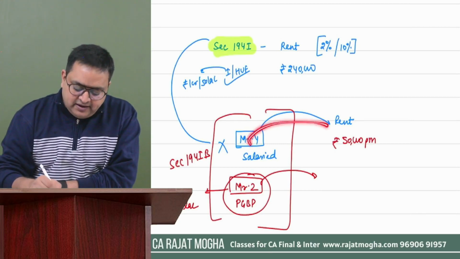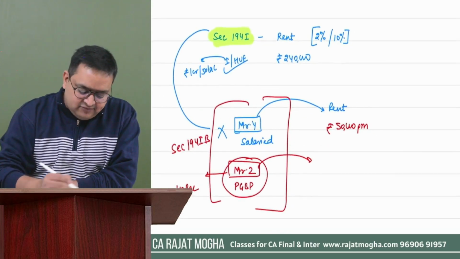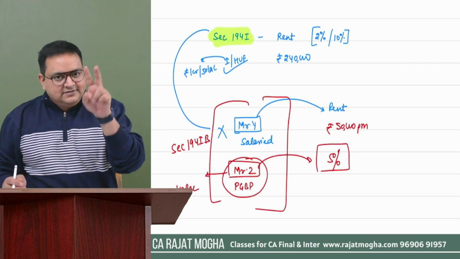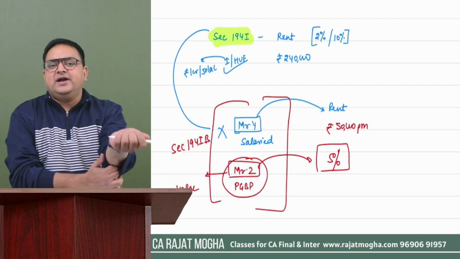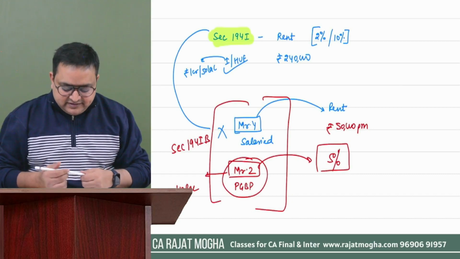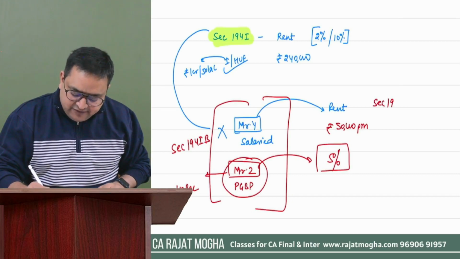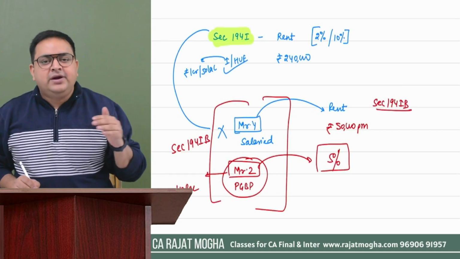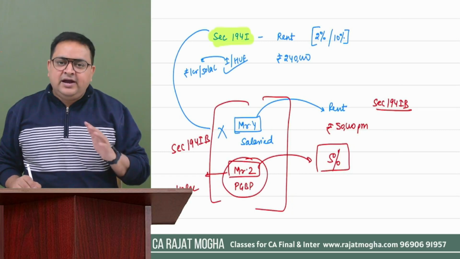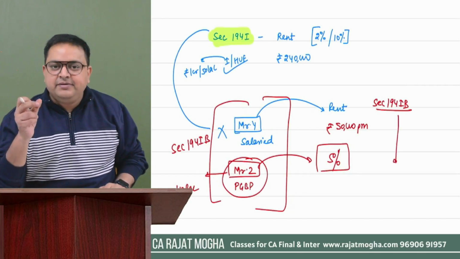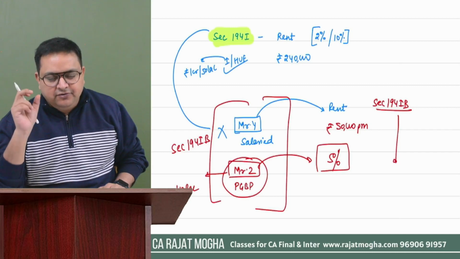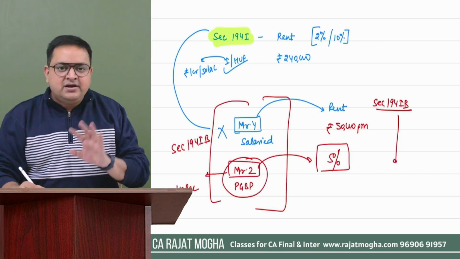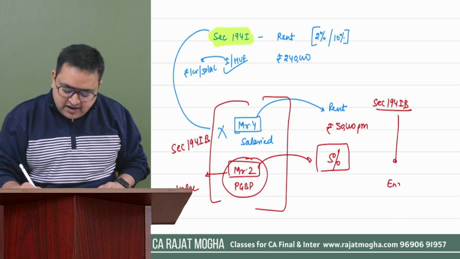So if you are paying rent, then TDS will apply. How much would the TDS rate be? 5%. You have to deduct TDS at a rate of 5%. The second important thing is when you have to deduct this TDS. Section 194IB says that you have to deduct the TDS at the end of the year, when you will be paying your rent. So TDS here will not be deducted every month. It will be deducted at the end of the year.